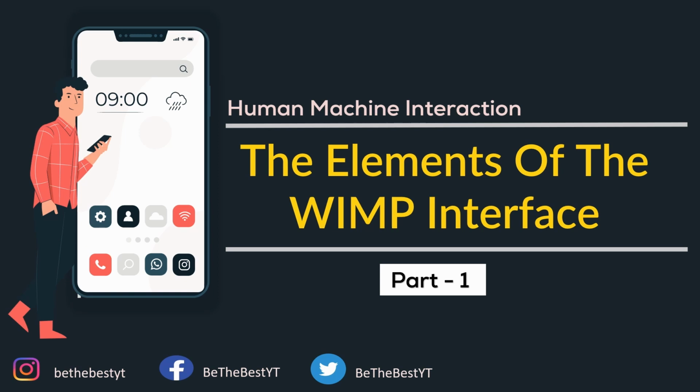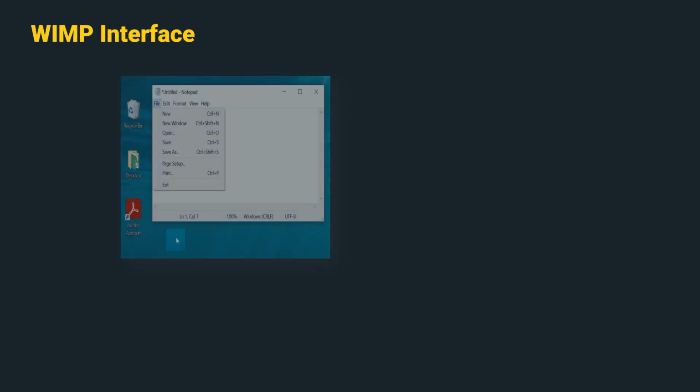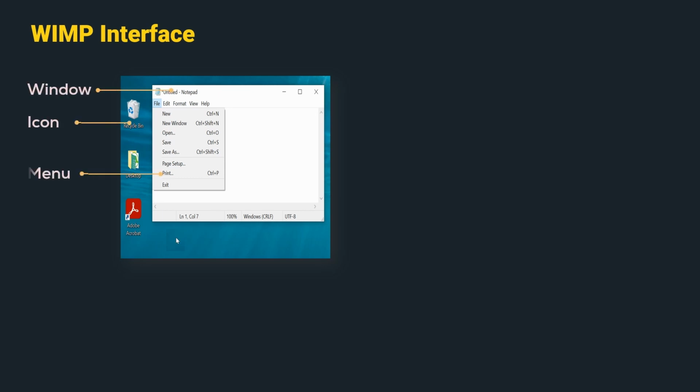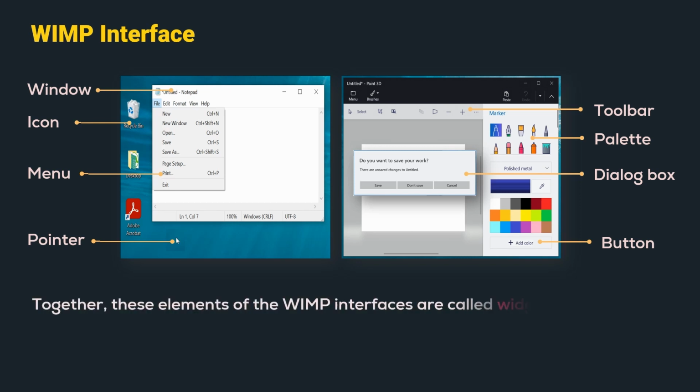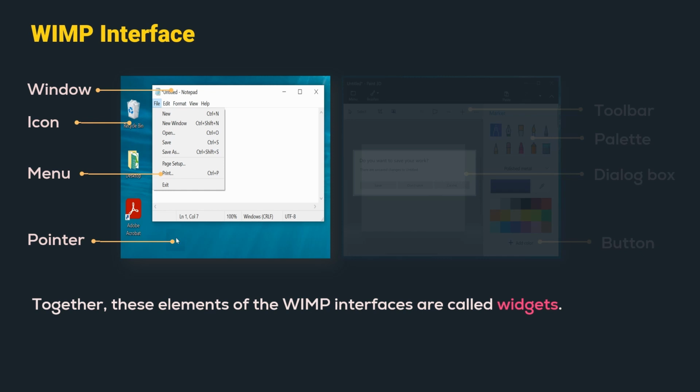In this video, we will understand the elements of the WIMP interface. So, let's get started. In the previous video, we have learned about the WIMP interface, which is one of the interaction styles that stands for window, icon, menus and pointer. Other than these, there are additional elements and techniques used in the WIMP interface, which are toolbar, palette, dialog box and buttons. Together, these elements of the WIMP interface are called widgets. Let us understand the first four of them in detail in this video.